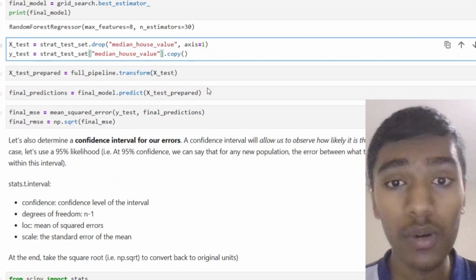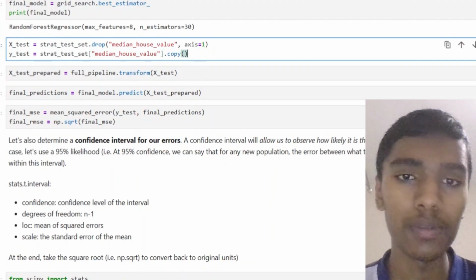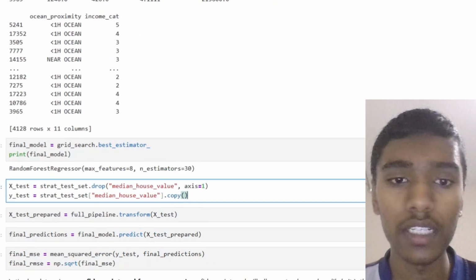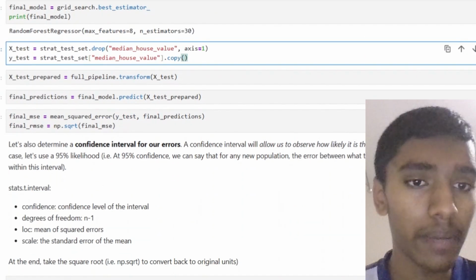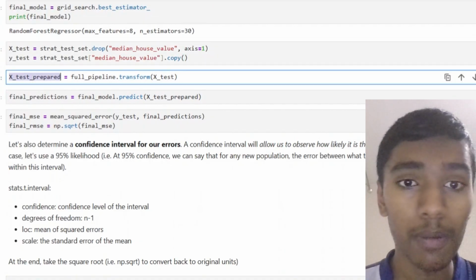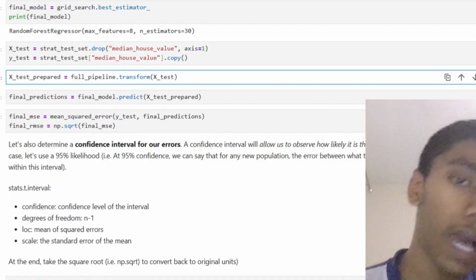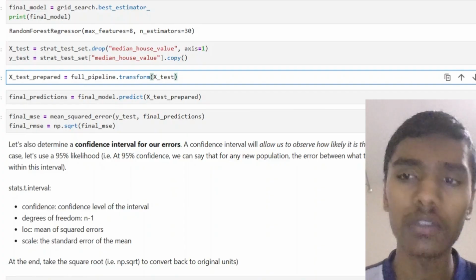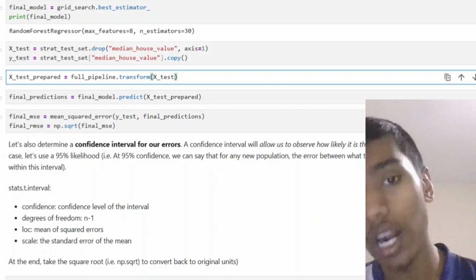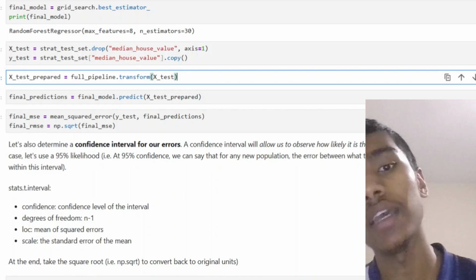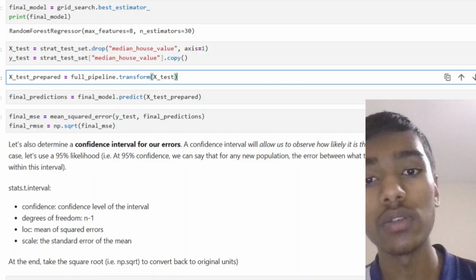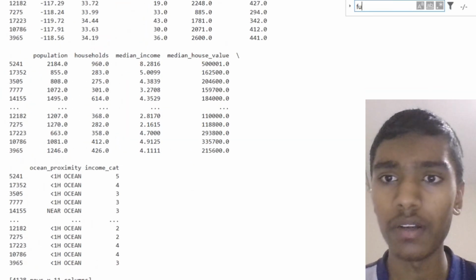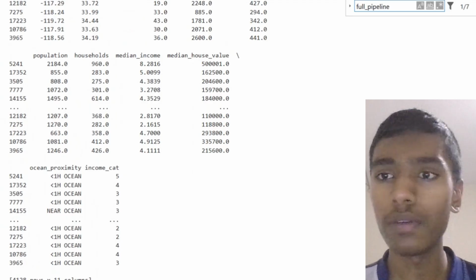Okay, so we can go ahead and print that out. But again, it's very simple. It's just going to be basically all the columns here except one of them, and then just one column. Okay, so very simple there. All right, so X test set prepared. We're gonna run this through our full pipeline. So remember, our full pipeline does, I think, three things. It does a one-hot encoding, right? It does a standardization, and it also does an imputer, right? And so let me go ahead and pull that up here.